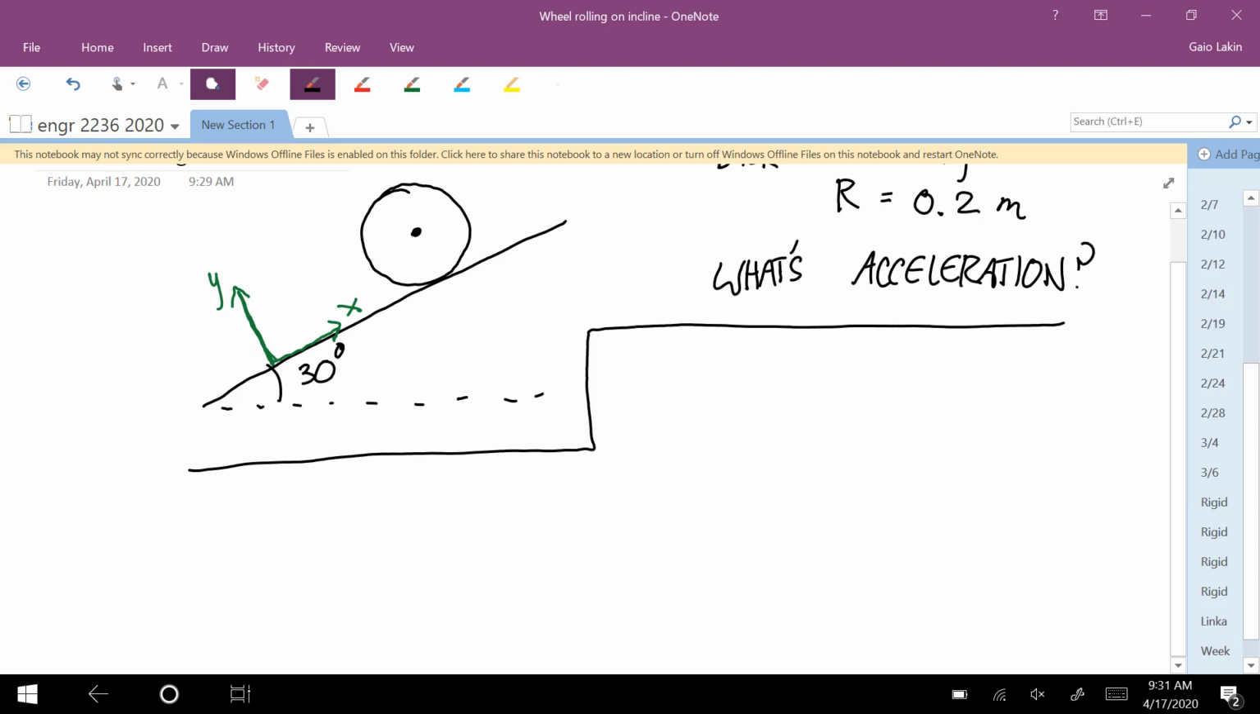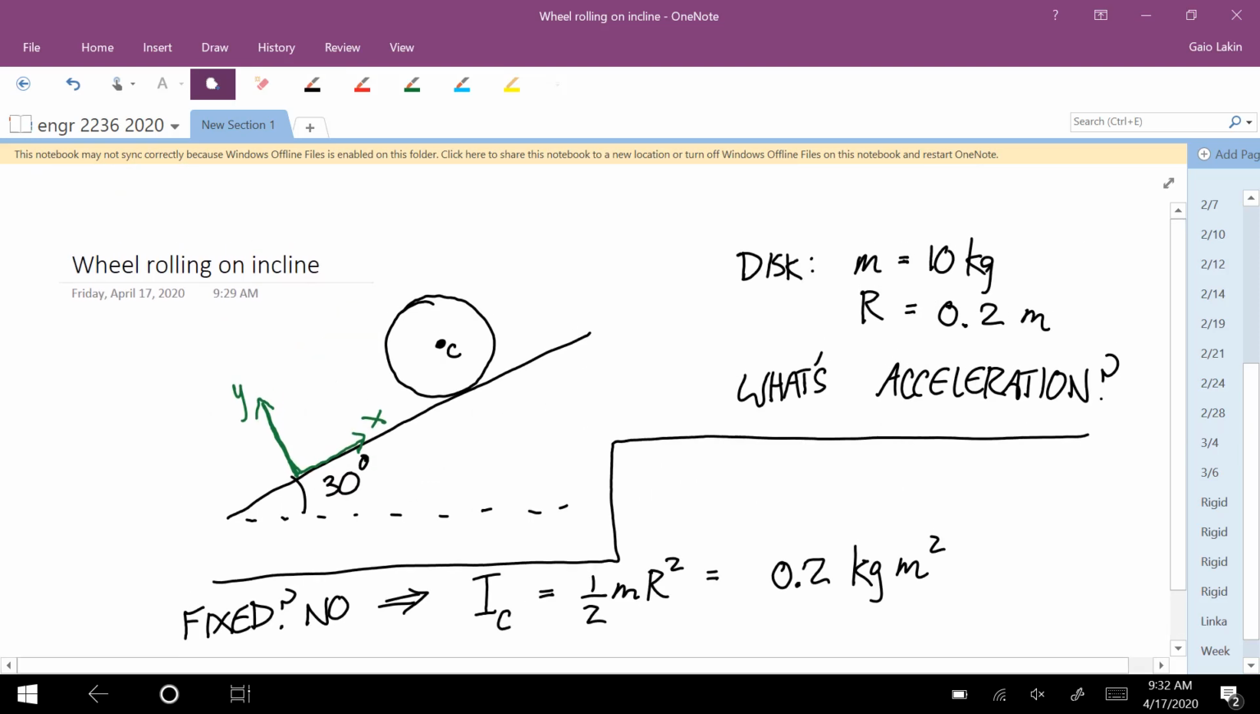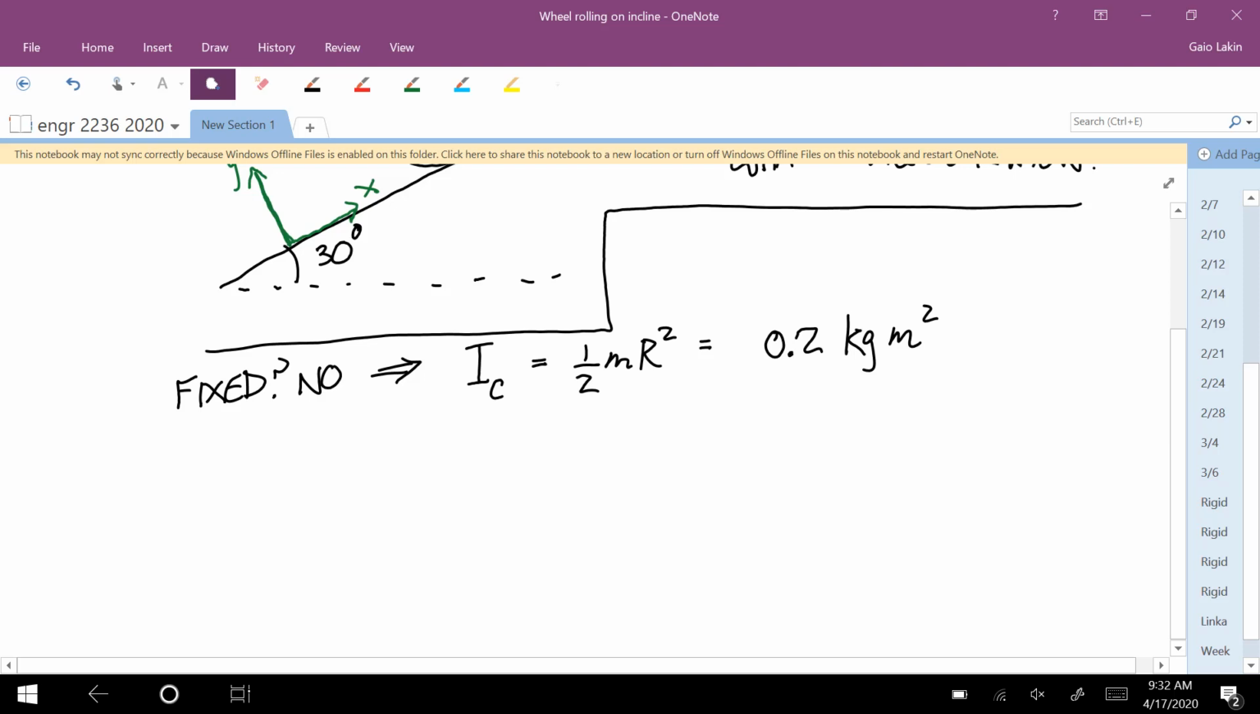Okay, so to do a rigid body problem, first we have to think, is there a fixed point? In this case, there's not. Fixed, no. And so that means that, let's call this C, the center. The moment of inertia is about that point C, and it's equal to 1/2 mr squared, which is 0.2. Now that we have that, we can do the free body diagram.